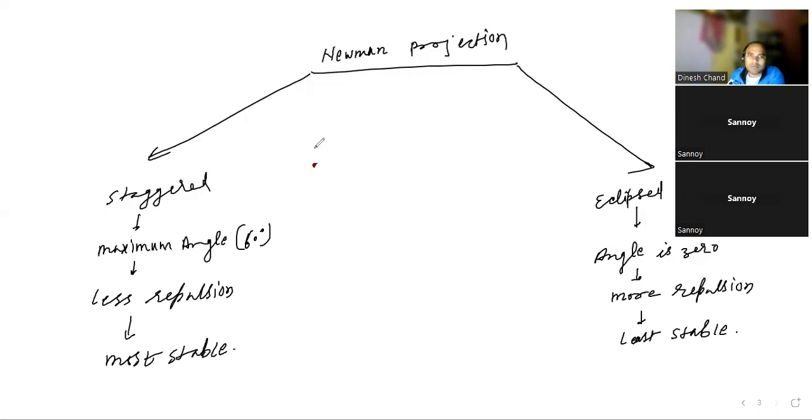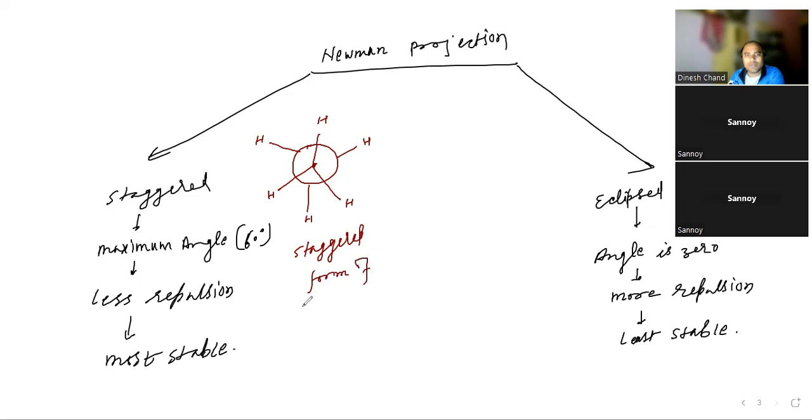Here, this is the front carbon. This is the back carbon. Here is the hydrogen. This we are writing. Here is the hydrogen. This is the hydrogen. This is the hydrogen. Now, this is hydrogen. Here is the hydrogen. And this is the hydrogen. So now, this is the staggered form of Newman projection.